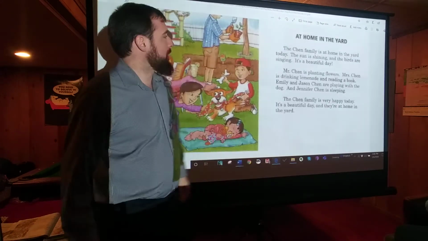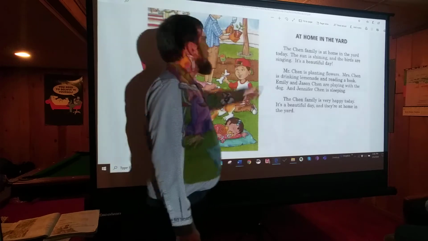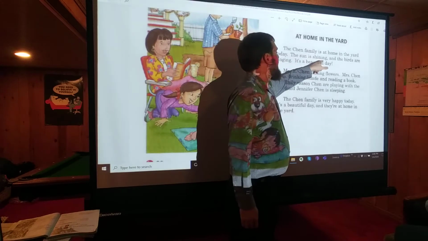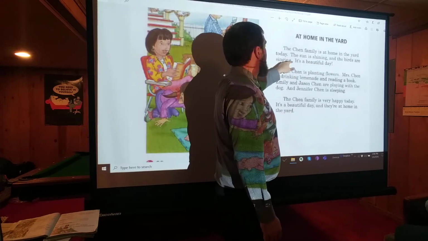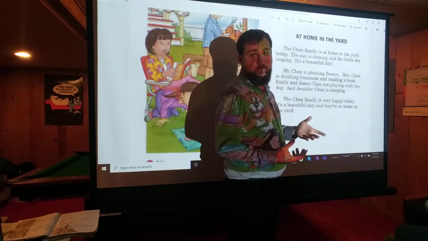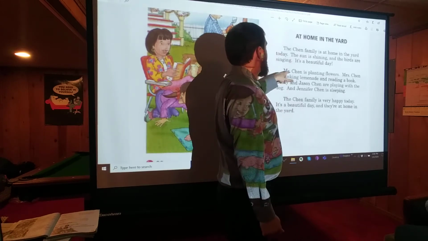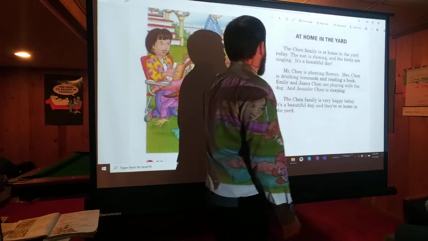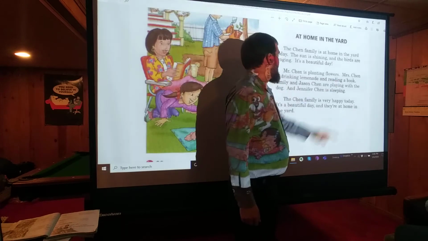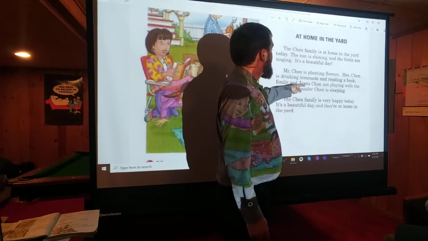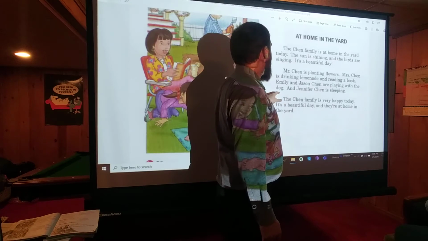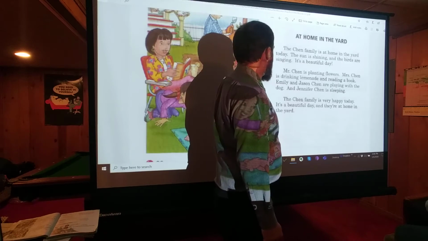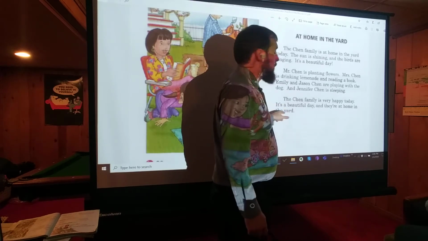Story number 2, at home in the yard. The Chen family is at home in the yard today. The sun is shining and the birds are singing. It's a beautiful day. Sounds pretty much the same, right? Mr. Chen is planting flowers. Mrs. Chen is drinking lemonade and reading a book. Emily and Jason Chen are playing with the dog, and Jennifer Chen is sleeping. The Chen family is very happy today. It's a beautiful day, and they're at home in the yard.